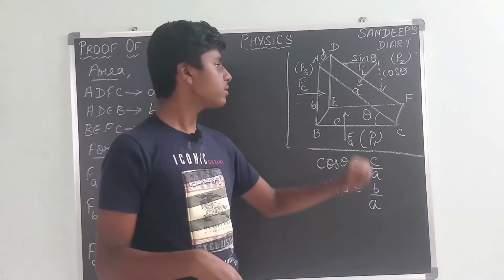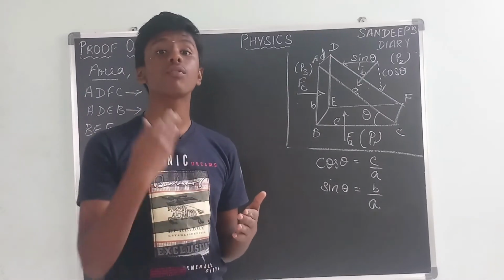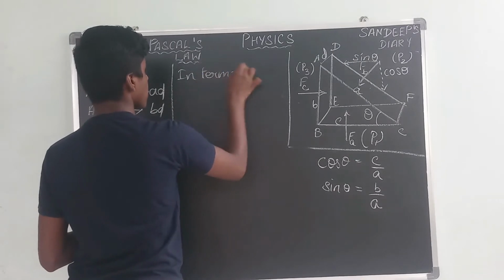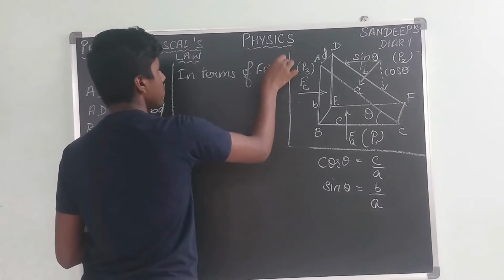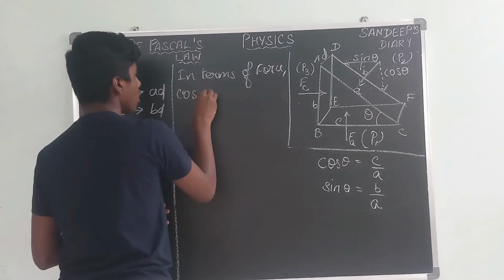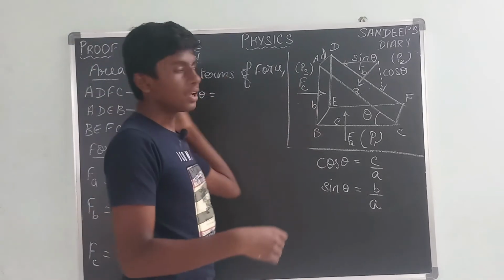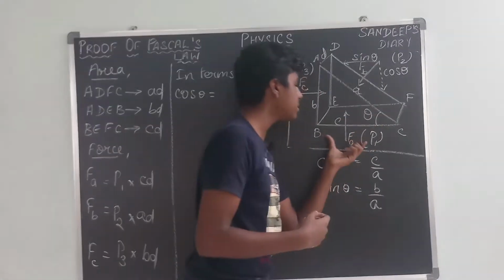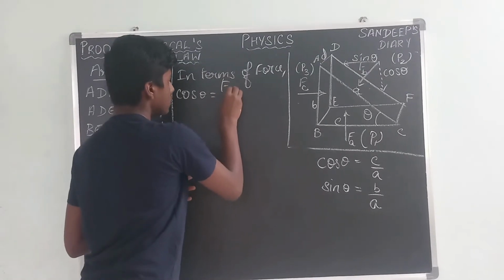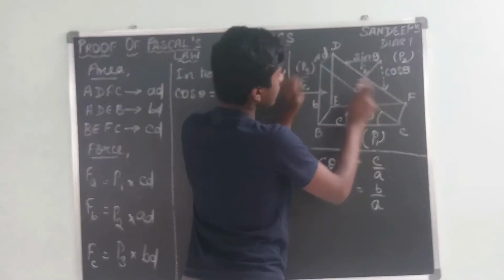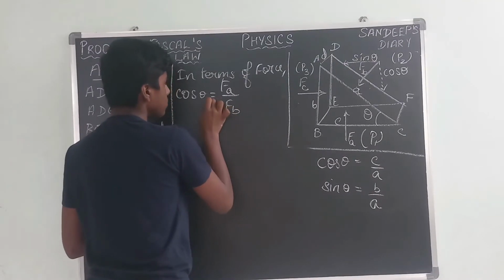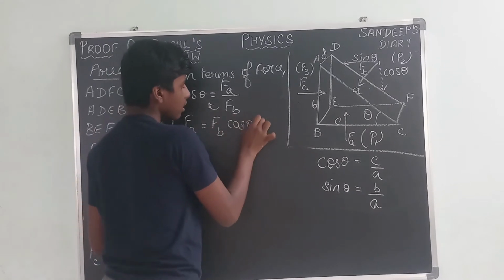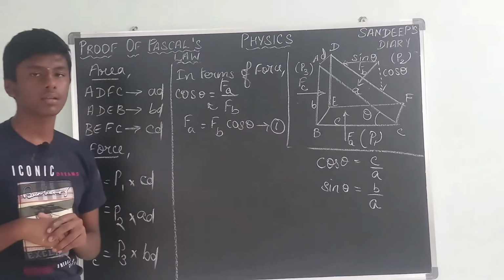Next we are going to take this cos theta and sin theta in terms of force. In terms of force, cos theta is nothing but adjacent by hypotenuse, right? What is the adjacent force acting to the theta? It is FA, right? What is the hypotenuse force? Hypotenuse force acting is FB. Yes, when I multiply this over here, FA is equal to FB cos theta. I have got the first equation, right?